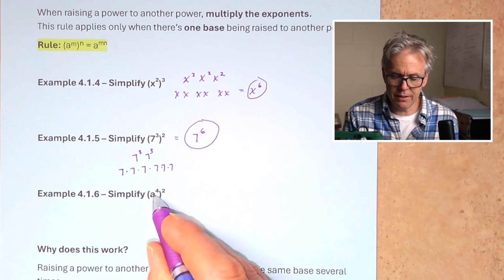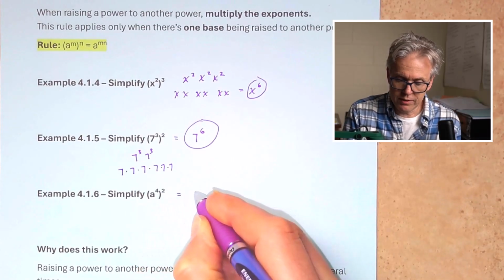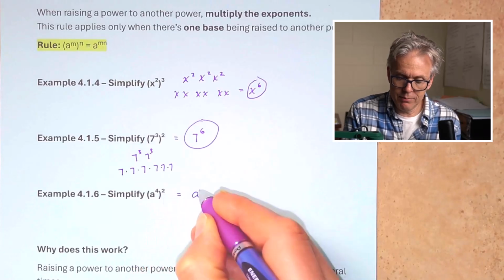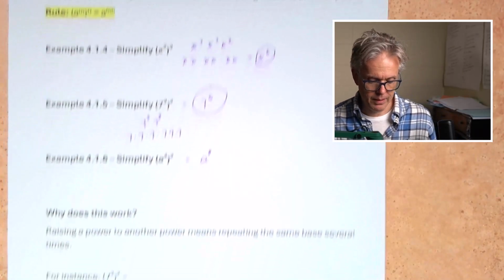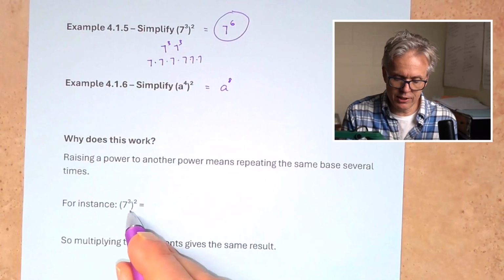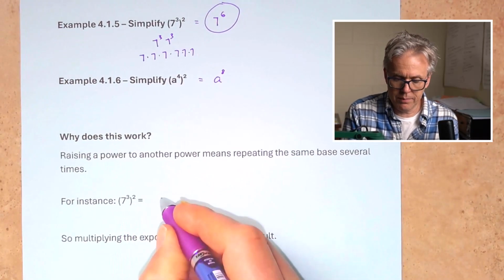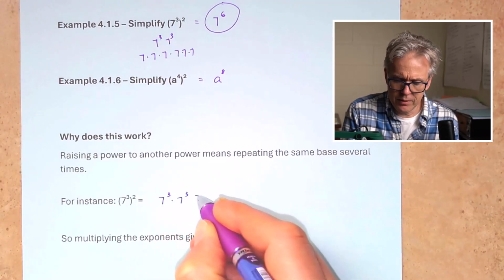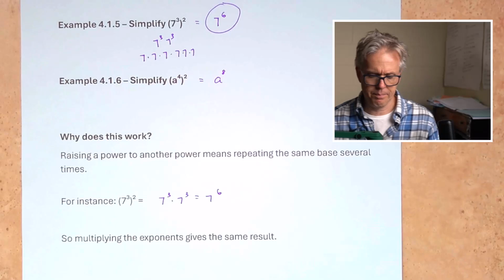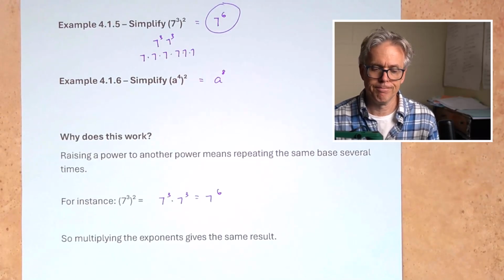This next one, a to the 4th squared. So again, we're just going to say a to the what? 4 times 2 is 8. And again, we've already seen why this works. I went ahead and jumped the gun a little bit and showed you on 7 cubed squared. This is 7 to the 3rd times 7 to the 3rd, which is 7 to the 6th. But multiplying those exponents, much more efficient way of doing this. I hope that helps.